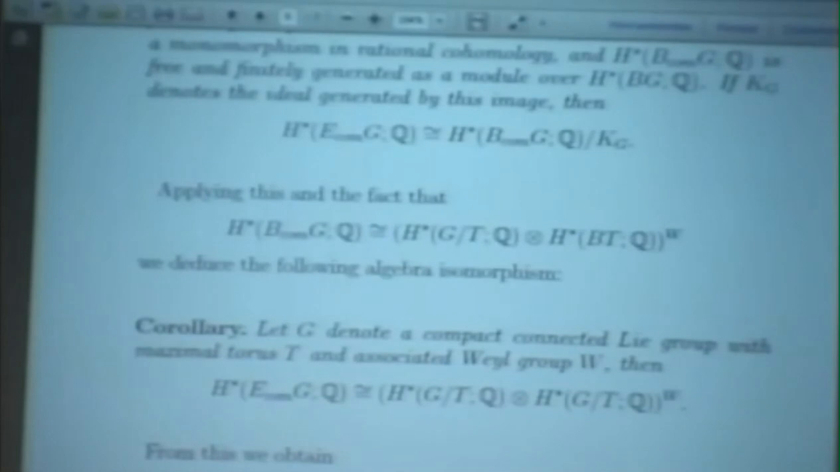Let G denote a compact connected Lie group with maximal torus T and associated Weyl group W. Then the cohomology of E_com G is in fact just the invariants of the tensor product of G/T with itself. So you take two copies of this and you multiply. So then this is a problem in invariant theory.